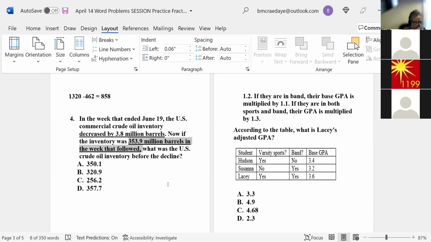The week that ended June 19, the U.S. commercial crude oil inventory decreased, plus 3.8. Now if the inventory was the week that followed.